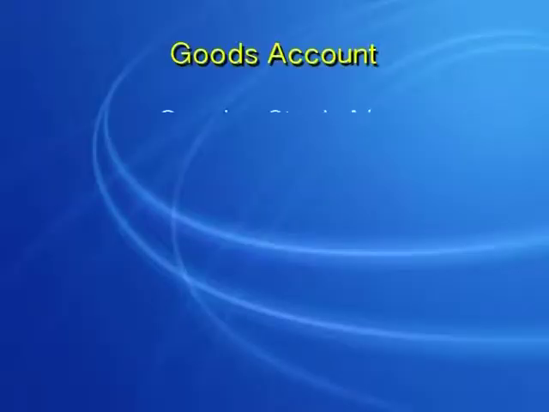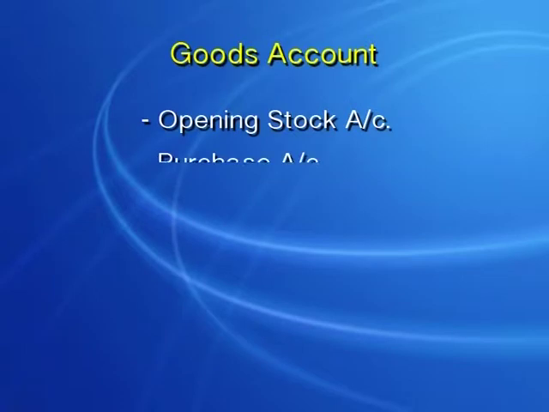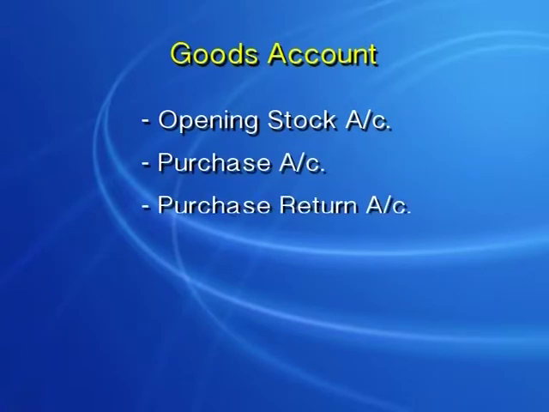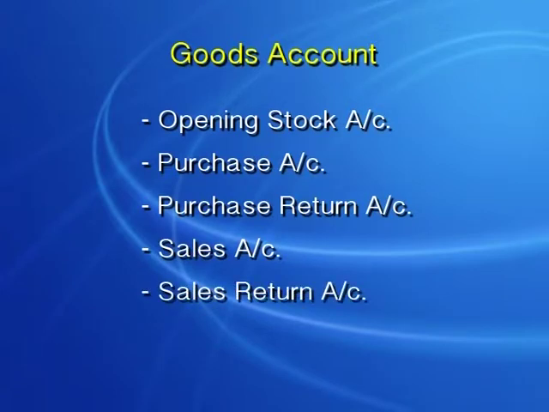During a particular accounting period, there can be many transactions relating to all these aspects of goods account. In such a situation, it is very difficult for the firm to look into these aspects of goods account individually. So, for the sake of convenience in recording the various aspects of goods account, it has been classified into 6 different accounts, that is opening stock account, purchase account, purchase return account, sales account, sales return account and closing stock account.